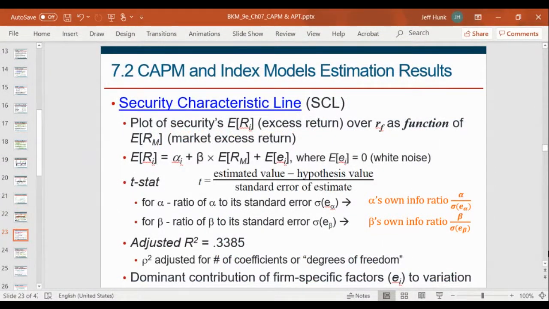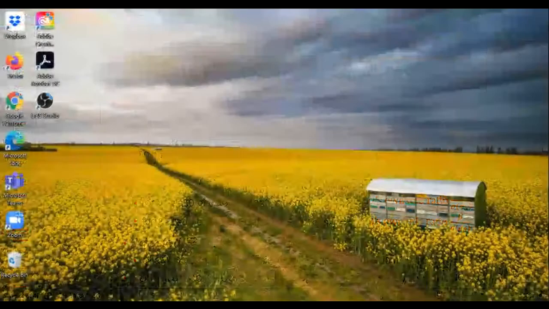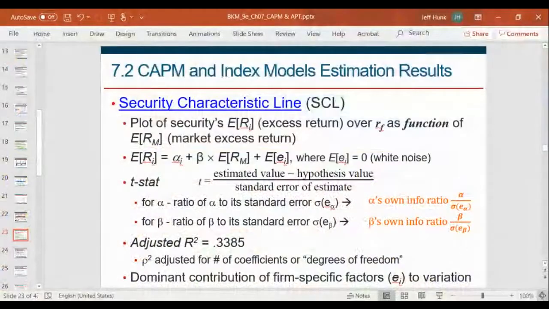So that is the null hypothesis, the hypothesized value. In other words, at equilibrium there should be no mispricing, and therefore the alpha should be zero, right?